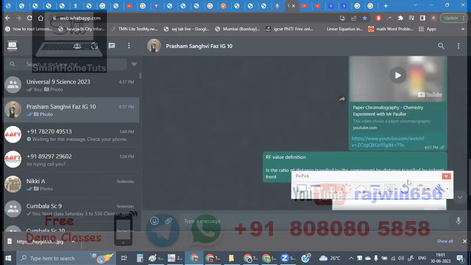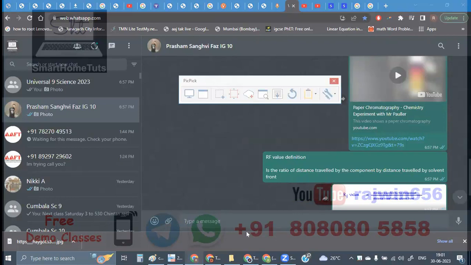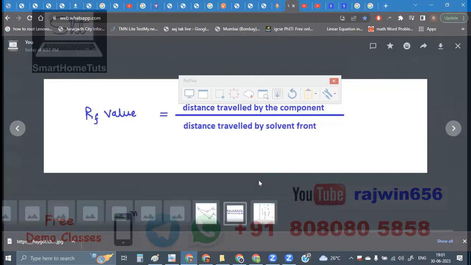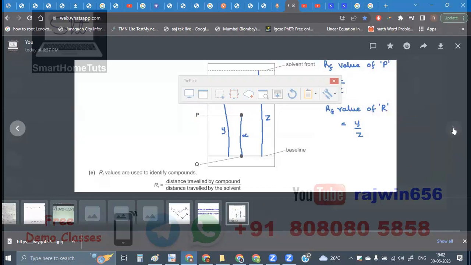The other definitions that are important over here, this definition is very important, which is RF value. RF value definition is the ratio of distance traveled by the component to the distance traveled by the solvent front. Solvent is the liquid which is placed. Okay, so this is the definition of RF value which you are going to take down. RF value is the distance traveled by the component, it means that particular dye, divided by the distance traveled by the solvent front.